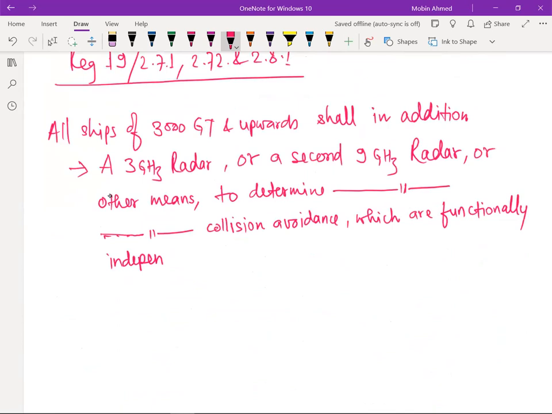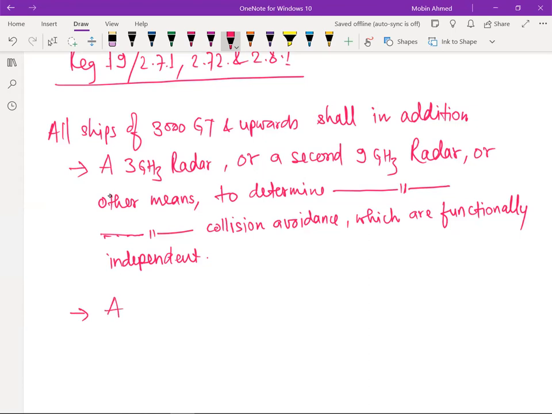Which are functionally independent. Means both should be separate. If a second 9 gigahertz radar is there, that should be independent. There is no link between the first 9 gigahertz and this. In the same way, if a 3 gigahertz radar is there, there should not be any link with the 9 gigahertz radar. So functionally, it is supposed to be independent.